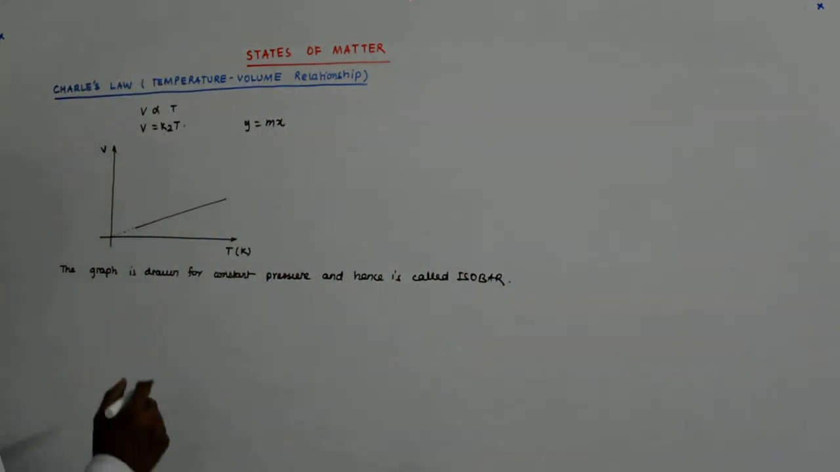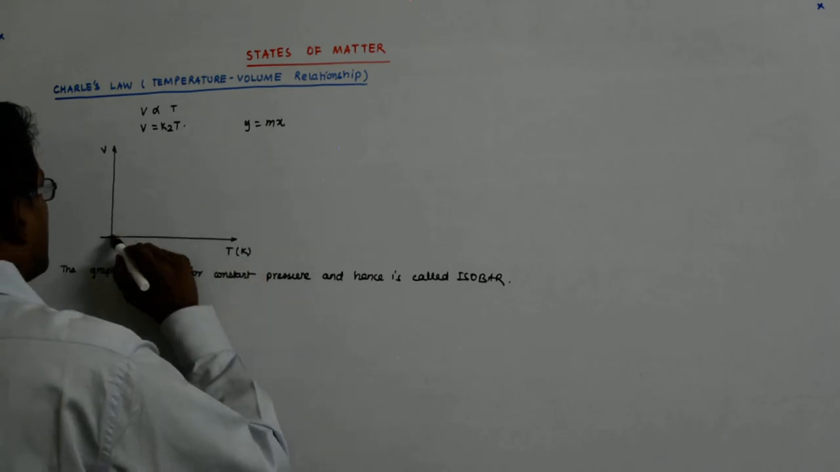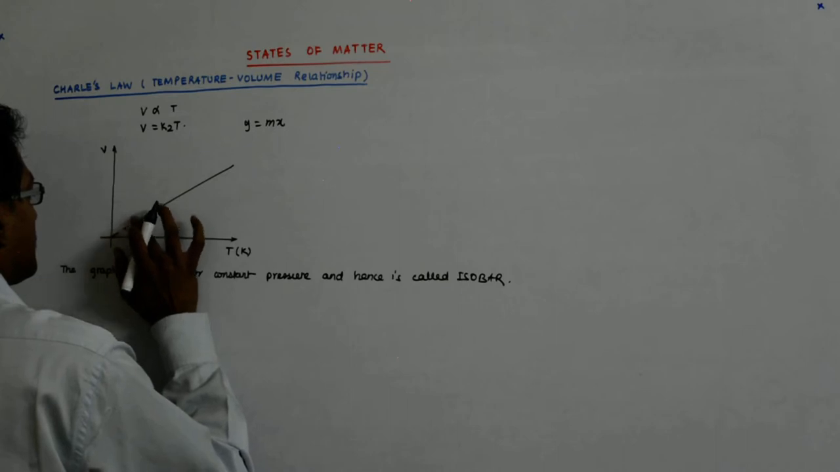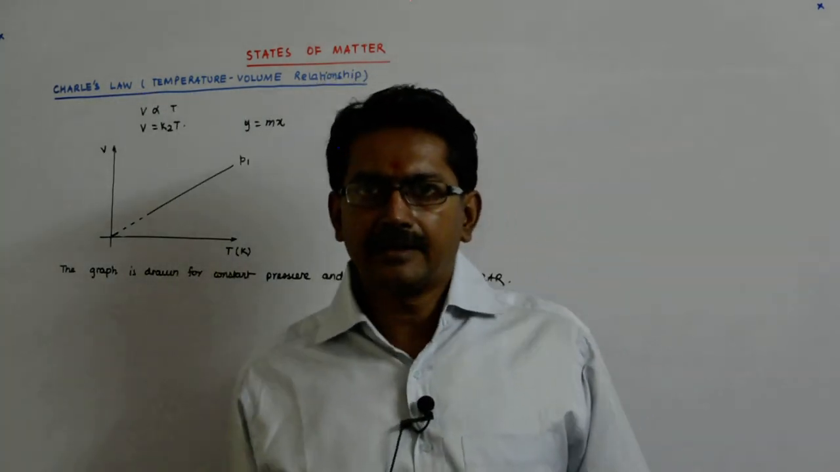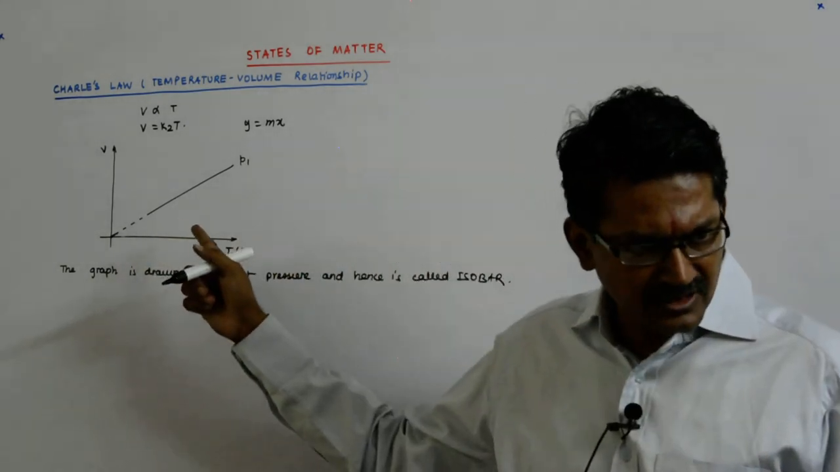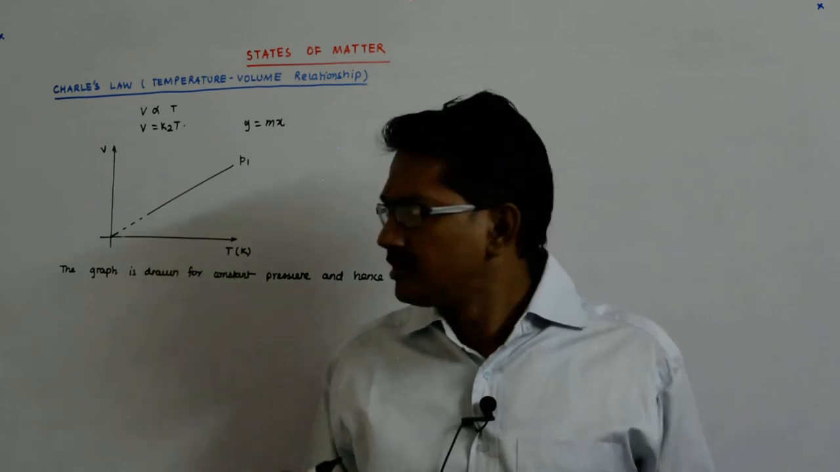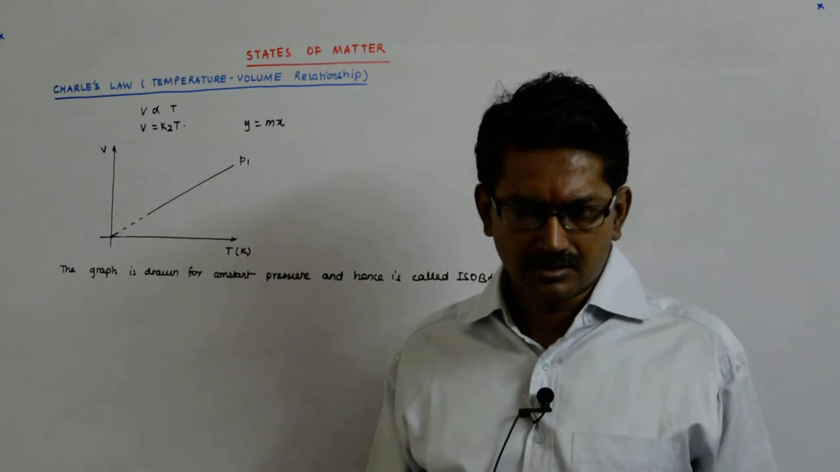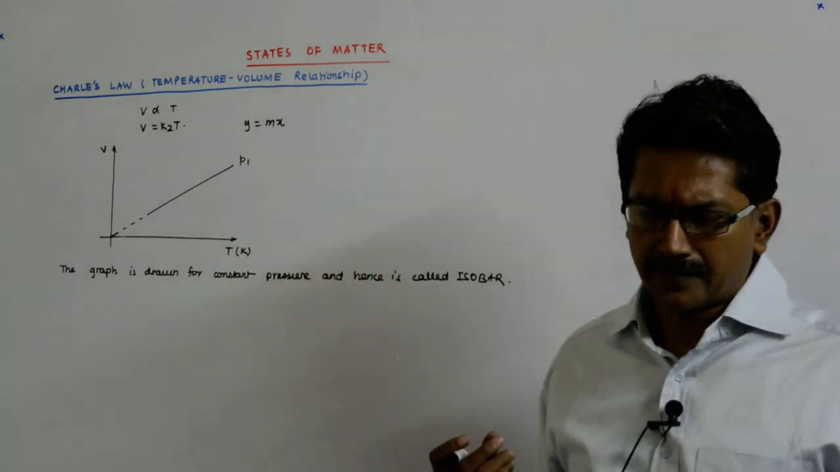Let us try to understand. This is at some pressure, say P1. What if I increase the pressure? I am conducting the same thing. I am trying to plot the same graph, so all through this the pressure is a constant, right? Now I decide to increase the pressure. So where does this graph shift? Think and then tell. Don't just tell something like that. It's not going to help.